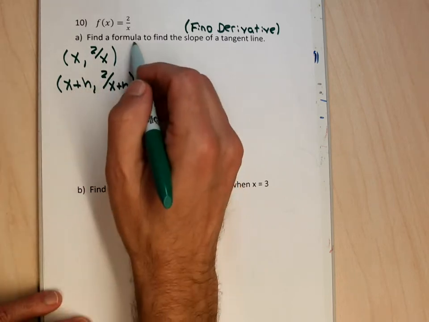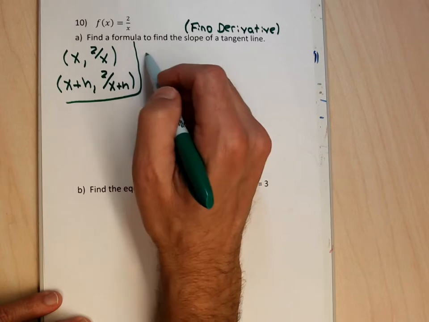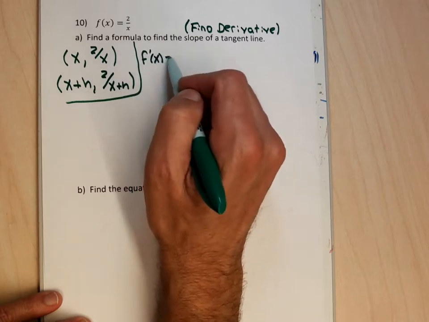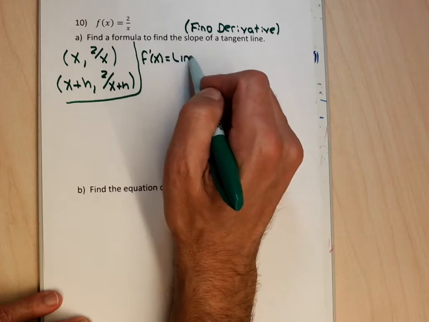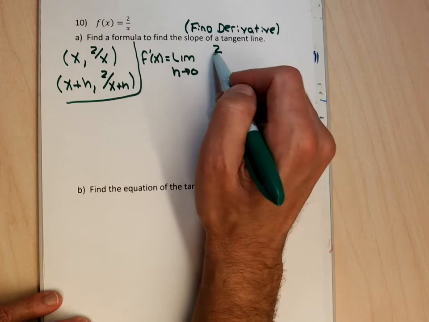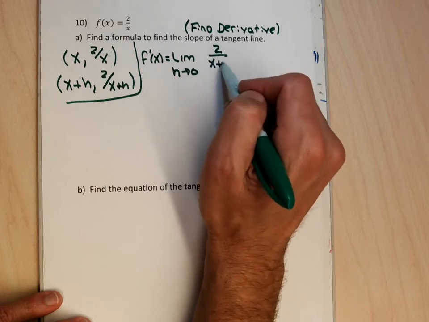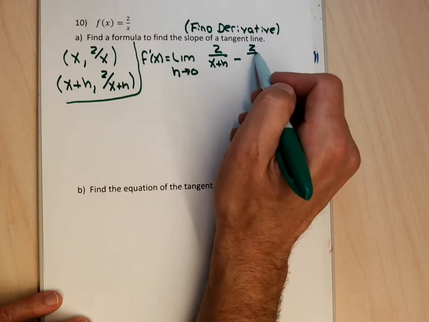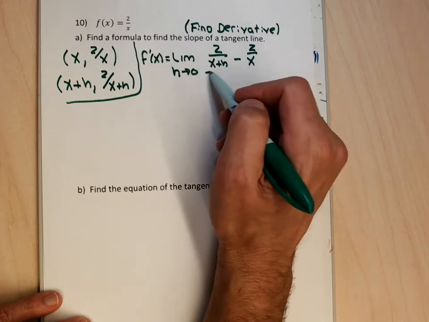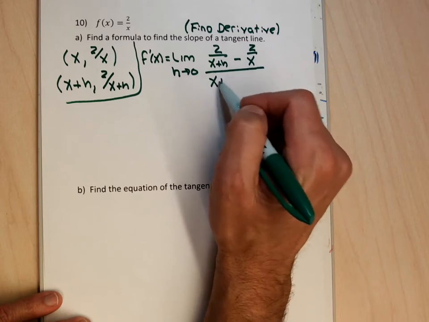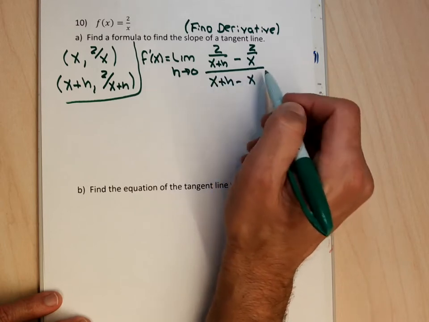Now I'm going to do the derivative. The derivative, f prime of x, which is the formula to find the slope of the tangent line, is the limit as h goes to 0 of y2, which is 2 over x plus h, minus y1, which is 2 over x. I don't really need parentheses at all in this problem, so I'm not going to put them in. Divided by x2 minus x1.